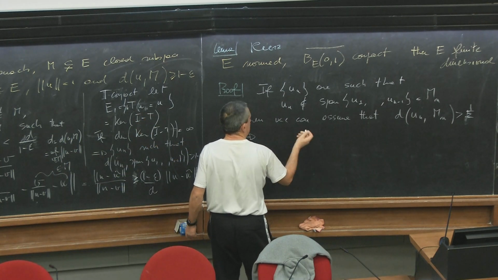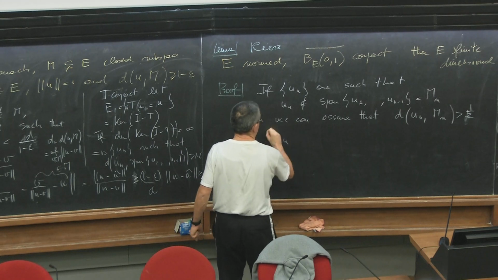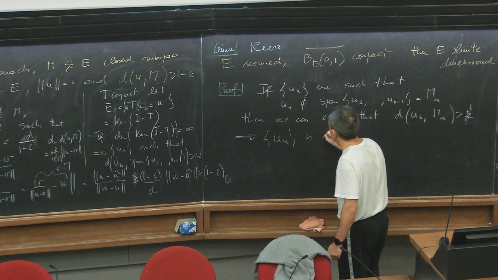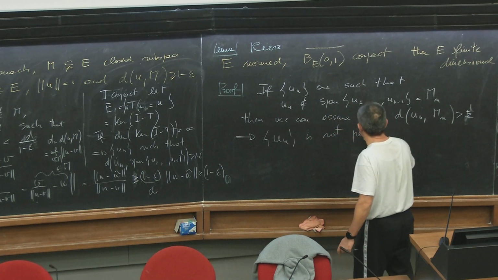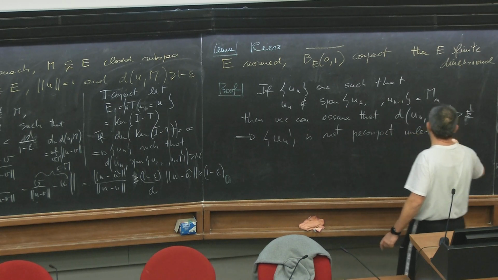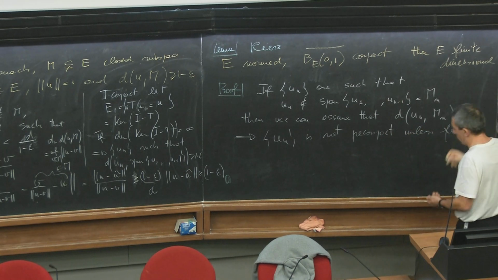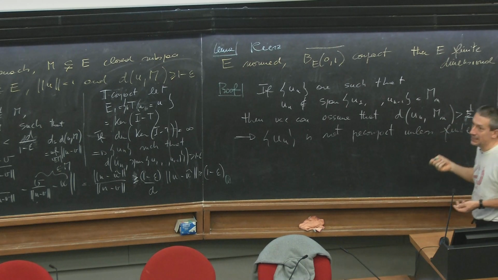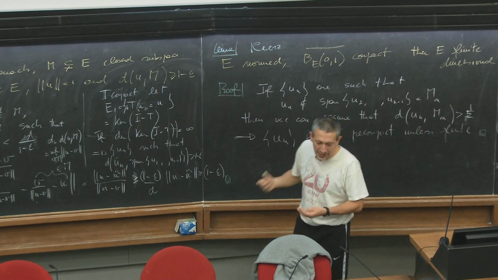Then the u_n cannot be precompact, unless finite. So it cannot be precompact because there are no convergent subsequences. The distance between u_n and the previous one is always at least 1/2, because the distance of u_n from the span is at least 1/2.